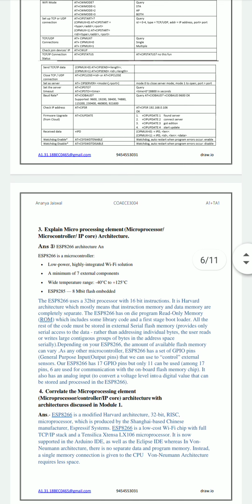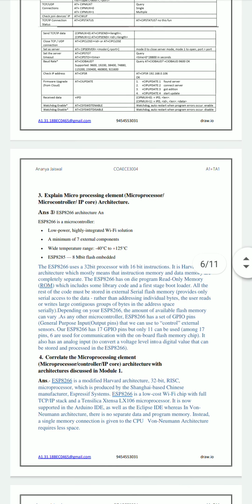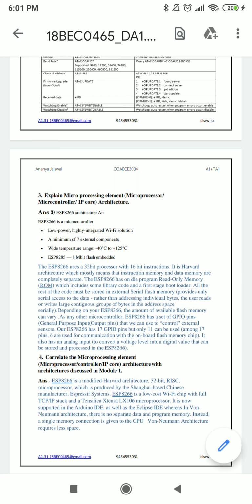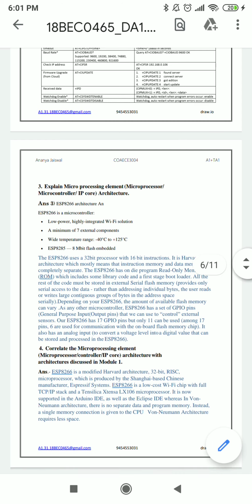Question number 3 being to explain the microprocessing element architecture. ESP architecture is being described as it is integrated Wi-Fi solution, a minimum of 7 external components, wide temperature range from minus 40 degrees Celsius to 125 degrees Celsius, and it has an 8 Mbit flash embedded.